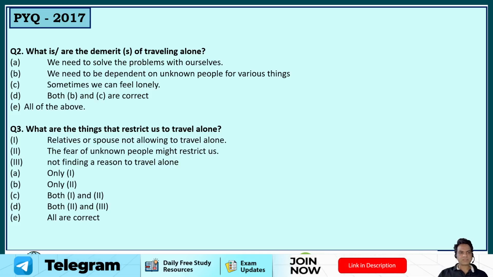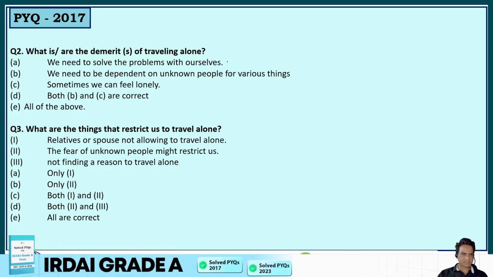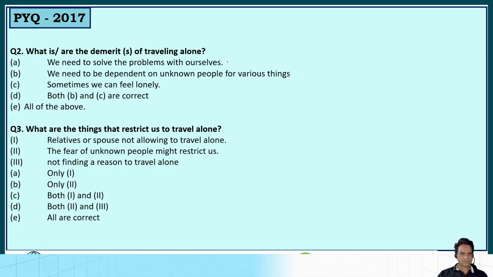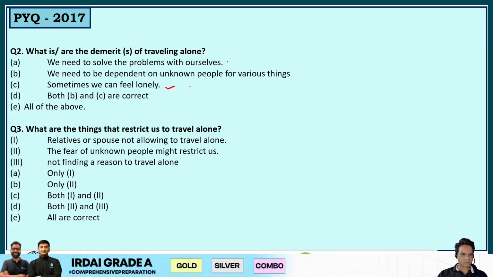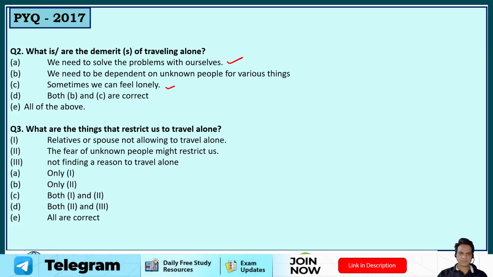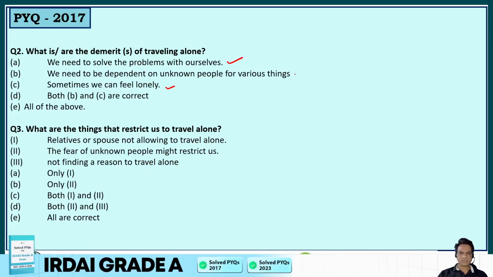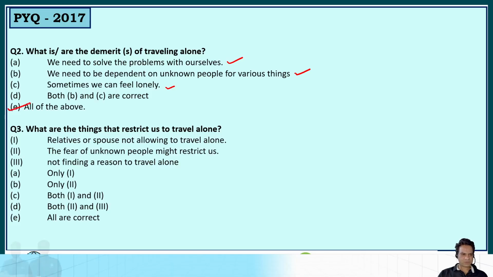Second question, what are the demerits of traveling alone? We need to solve the problems ourselves. Yes. We need to be dependent on unknown people for various things. Okay. Sometimes we can feel lonely. We can feel lonely. That is true. So you need to take help from others. So, yes, I think all of the above are valid. So option E is your correct choice.